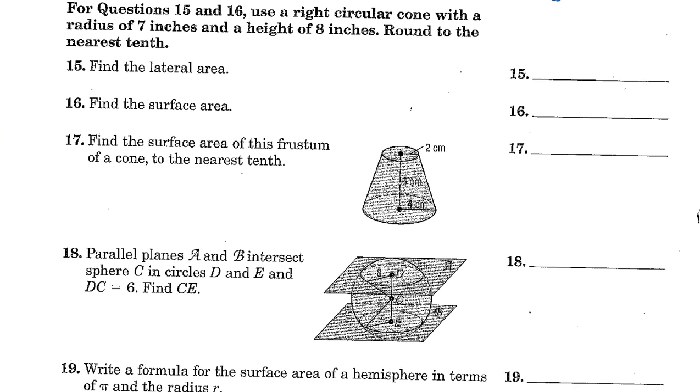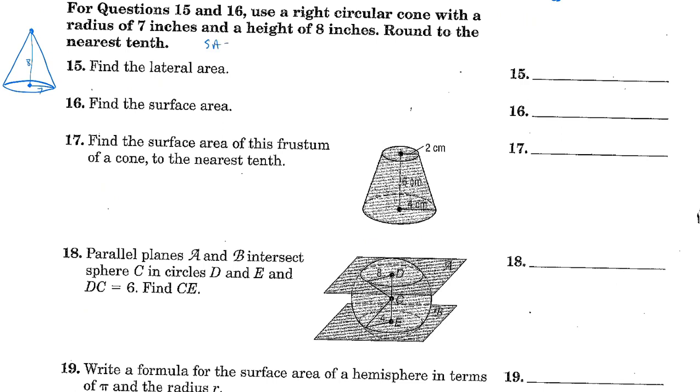All right, let's go down to 15 and 16. Use a right circular cone with a radius of 7 and a height of 8. Okay, whoa, I always forget to do that curve at the bottom the first try. So here's a right cone, right meaning that the apex, the top point, is right above the center of the circle. It says the radius is 7, the height is 8, and it says find the lateral area. So again, it's breaking up separately.